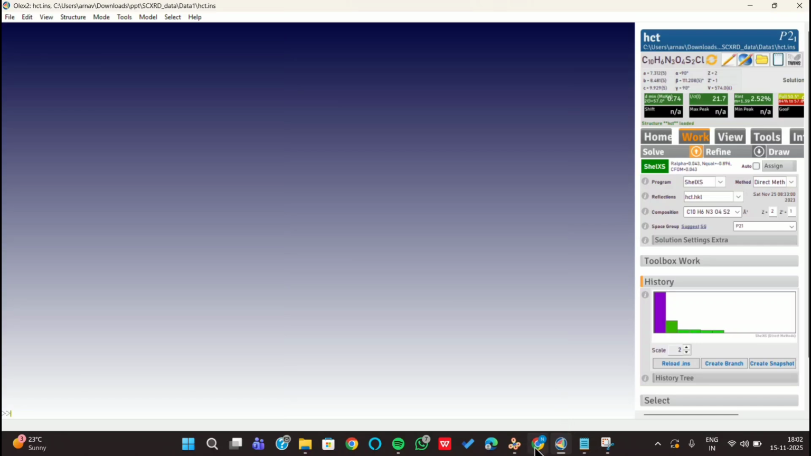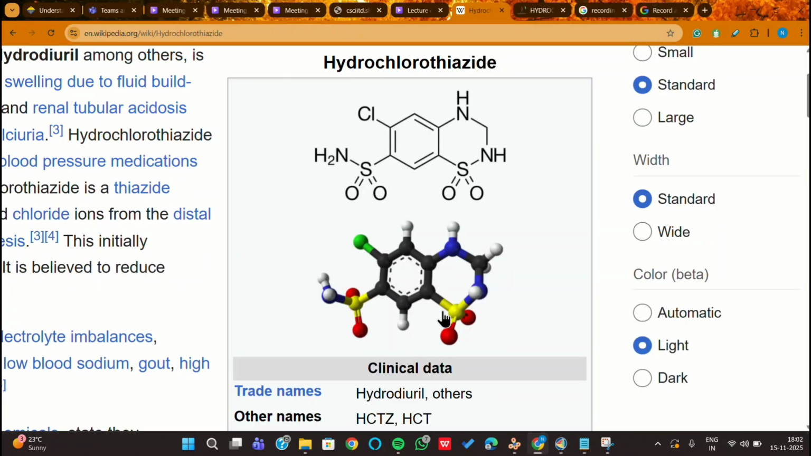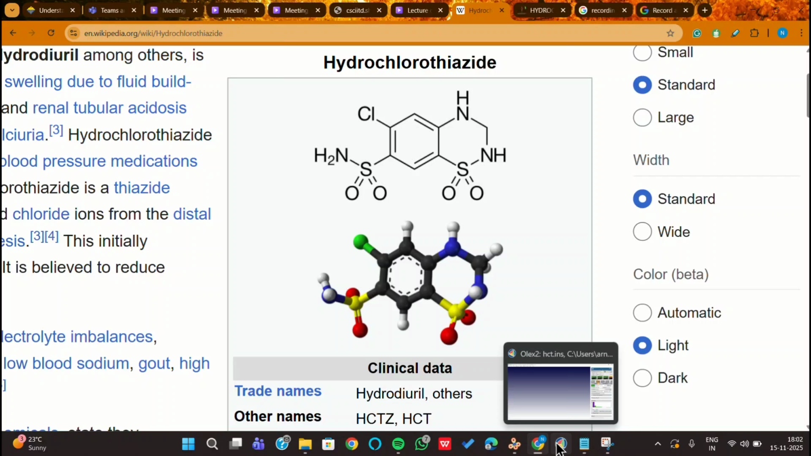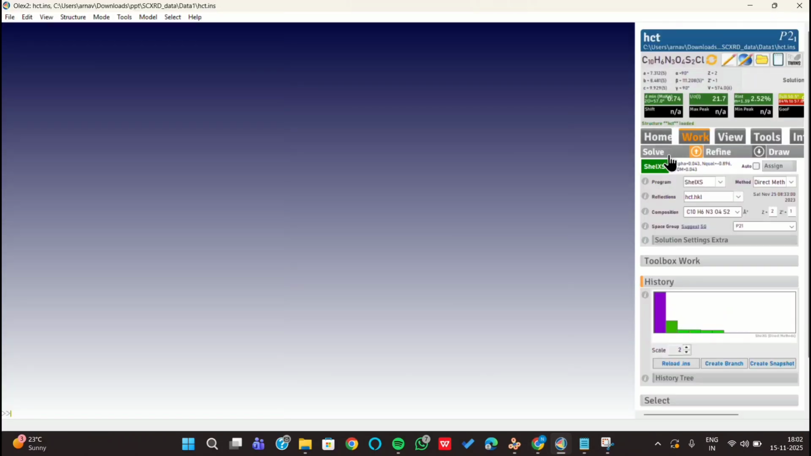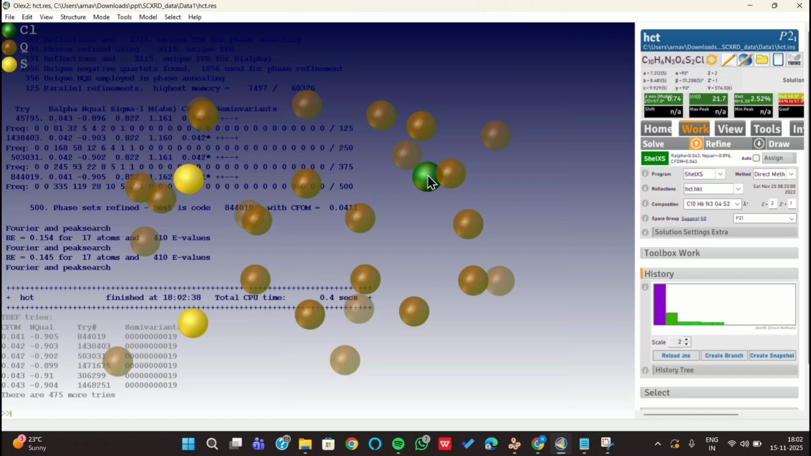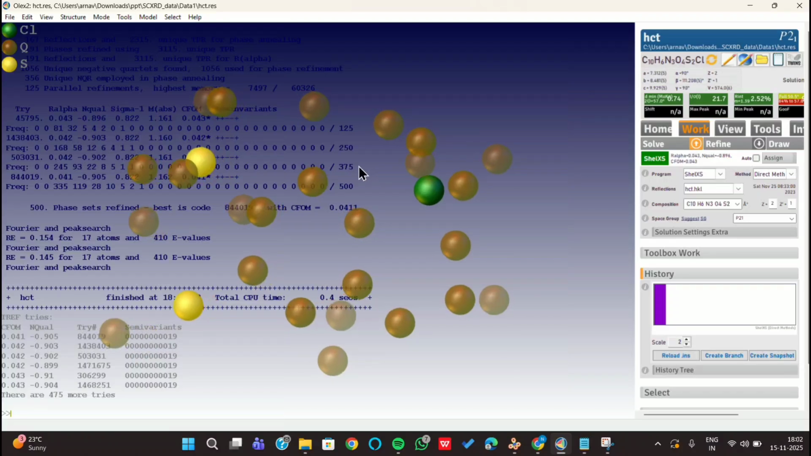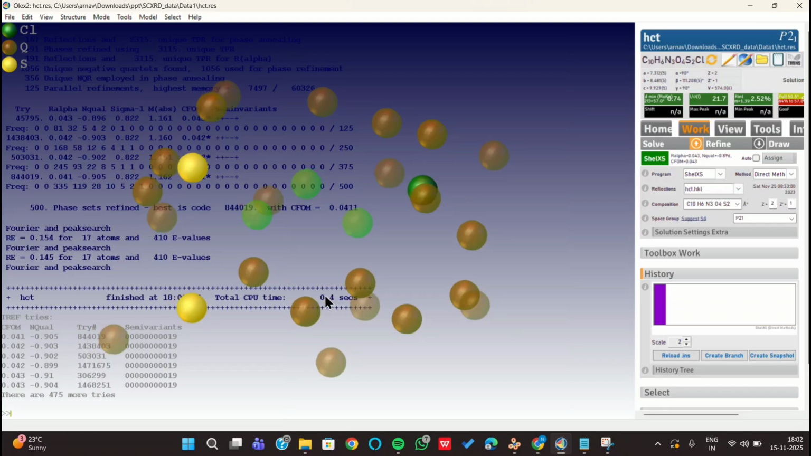Now HCT has a structure like this, so according to this structure we'll solve the given data. So we'll solve using the ShelXS program with the direct method. After solving you will see these balls which represent the electron density, and in the structure we have seen there is a benzene ring, so we'll simply assign this electron density as carbon.